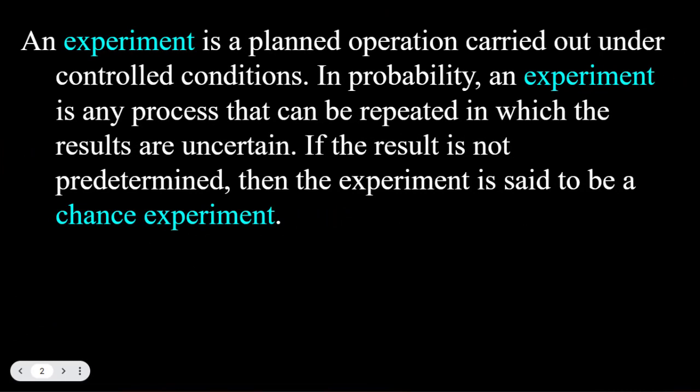And I just used the word experiment. An experiment is a planned operation carried out under controlled conditions. In probability, an experiment is any process that can be repeated in which the results are uncertain. If the result is not predetermined, then the experiment is said to be a chance experiment.